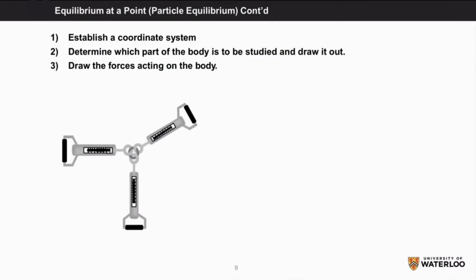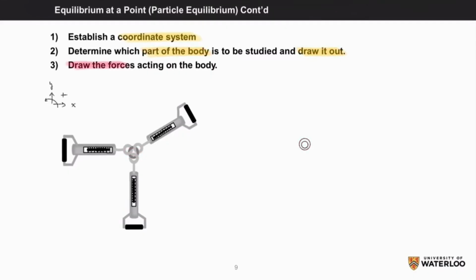To begin, we establish a suitable coordinate system. Again, up and right are going to be our positive direction, and to make it a habit, we'll set counterclockwise as our positive moment. Next, we determine the part of the body that we're studying, which is just the ring, and so I'll draw out the ring. Step 3 asks us to draw the forces acting on the body, so I'll add these to our diagram. Notice that the problem is now simplified to forces at a point.